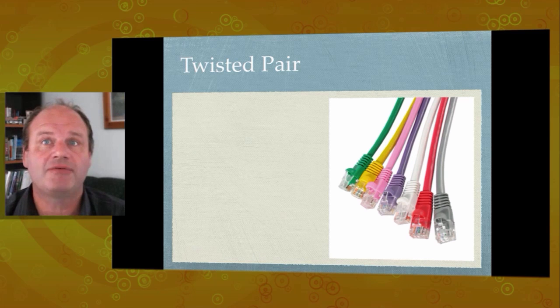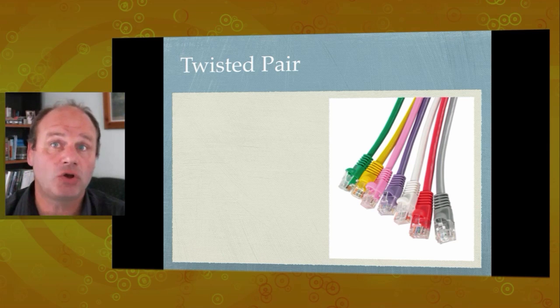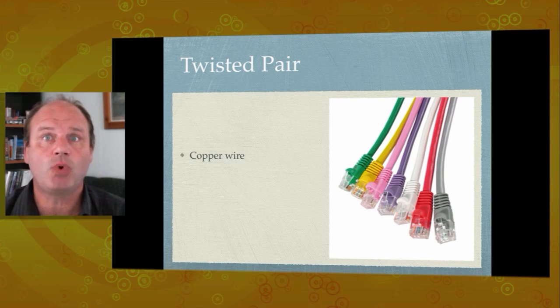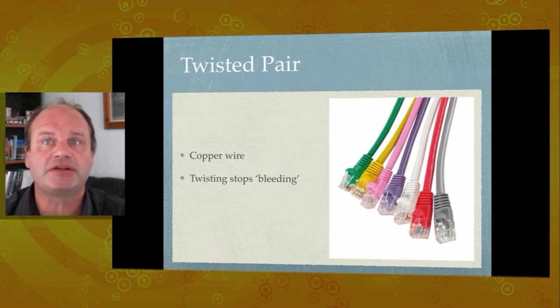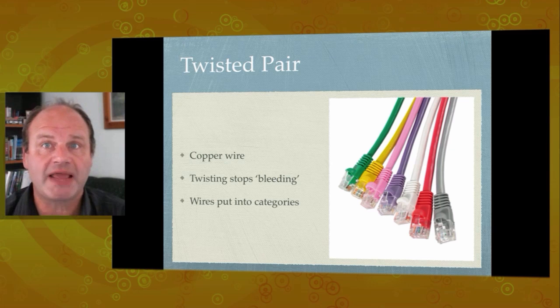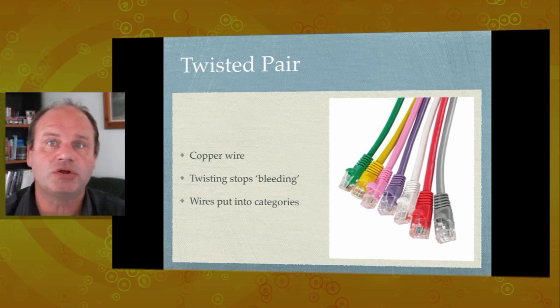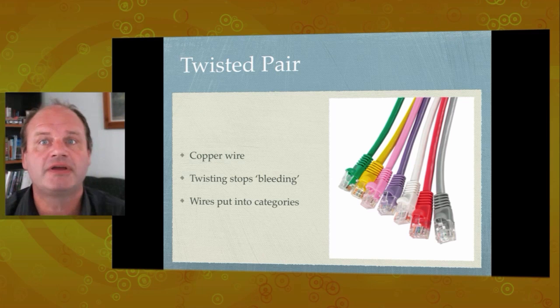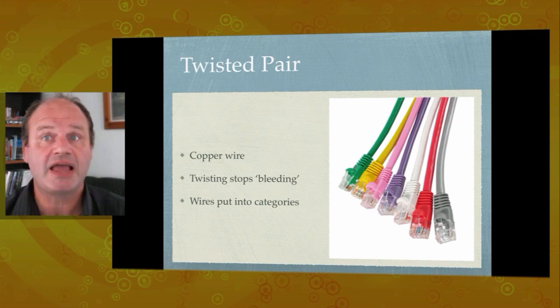Twisted pair will have two or more pairs of wire, usually copper. The reason why the wires are twisted is to stop the signal bleeding into the next pair of wires, which means creating electrical interference. Twisted pairs are grouped into categories. The most common category of wires currently in use are Category 5, Category 5E and Cat 6.